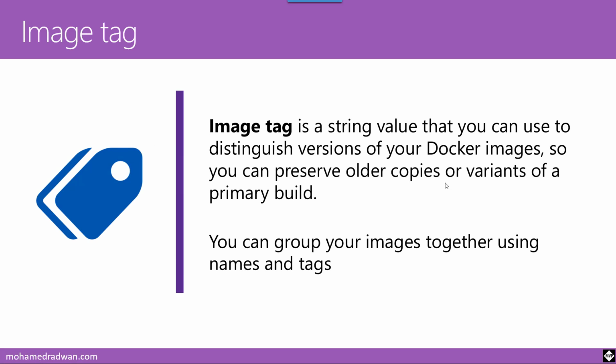Image tag. An image tag is a string value that you can use to distinguish versions of your Docker images. We explained before what the Docker repository is, and the combination of the image name and the tag, which I can use to have several versions of my images. So we can preserve older copies of variants of the primary build. You can group your images together using names and tags.